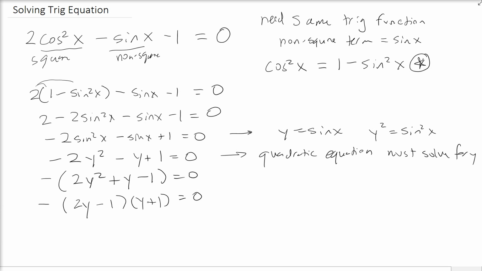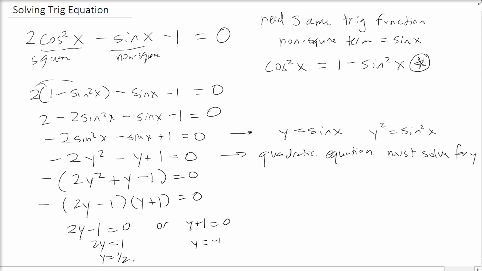Now, because both of these multiplied equals 0, either 2y minus 1 equals 0 or y plus 1 equals 0. We're going to solve for y. First add 1 to this side of the equation. 2y equals 1. So y equals 1/2 by dividing both sides by 2. And over here, y equals negative 1 by subtracting 1 from each side.